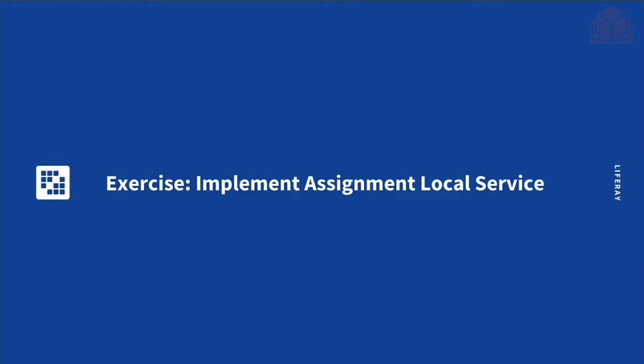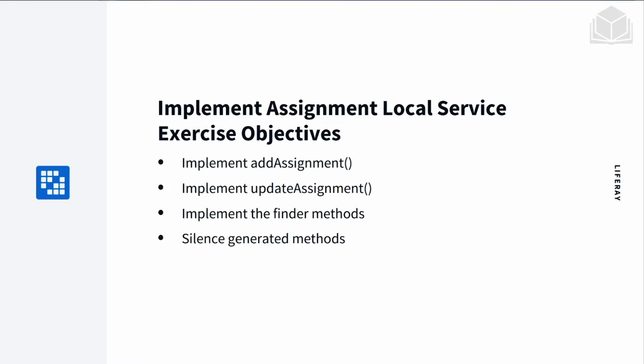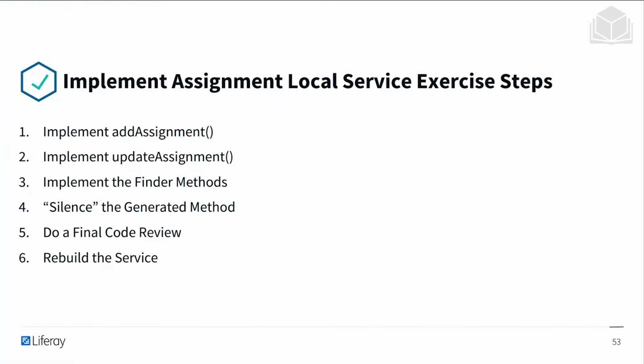In this exercise, we'll learn about implementing the assignment local service. Here are the objectives of our exercise. We'll implement add assignment as well as update assignment, and then we'll implement the finder methods and then silence the generated methods. Here are the steps that we'll be taking in our exercise.